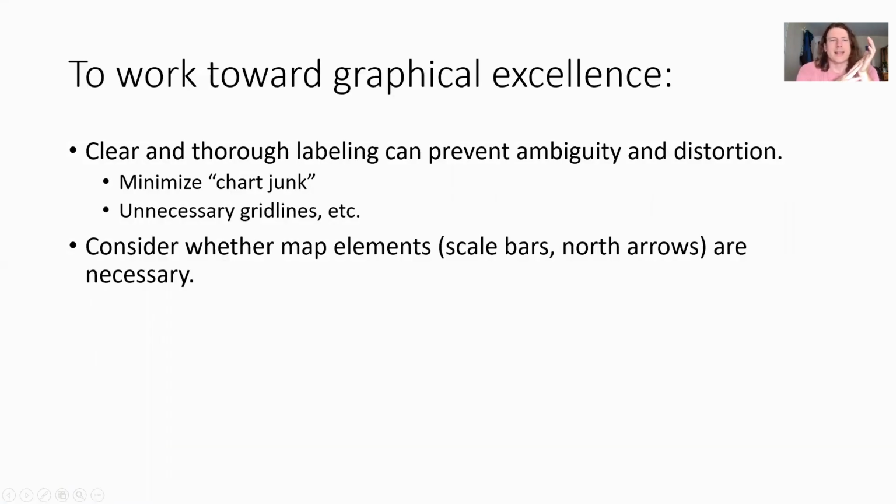It's also important to have clear and thorough labeling to prevent any sort of ambiguity or distortion. You want to make sure that the labels are concise, clean, interpretable. They need to make sense. You don't want to have two things that have very similar labels that can confuse people. You want to minimize chart junk, so don't put on unnecessary labels or unnecessary text, unnecessary grid lines, things like that. It's really important to consider whether map elements are even necessary.